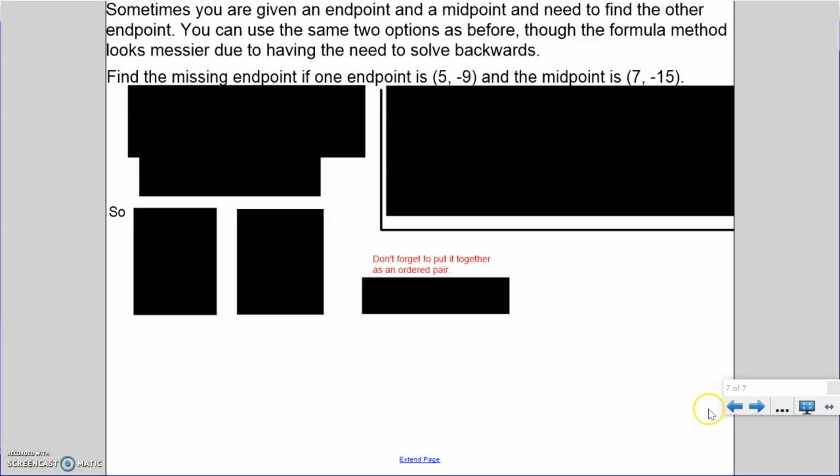Alright, so here's another example. Sometimes you're given an endpoint and a midpoint, and you have to find the other endpoint. You can use the same 2 options as before, but the formula looks a lot messier because you have to work backwards. So find the missing endpoint if one endpoint is (5, -9) and the midpoint is (7, -15).